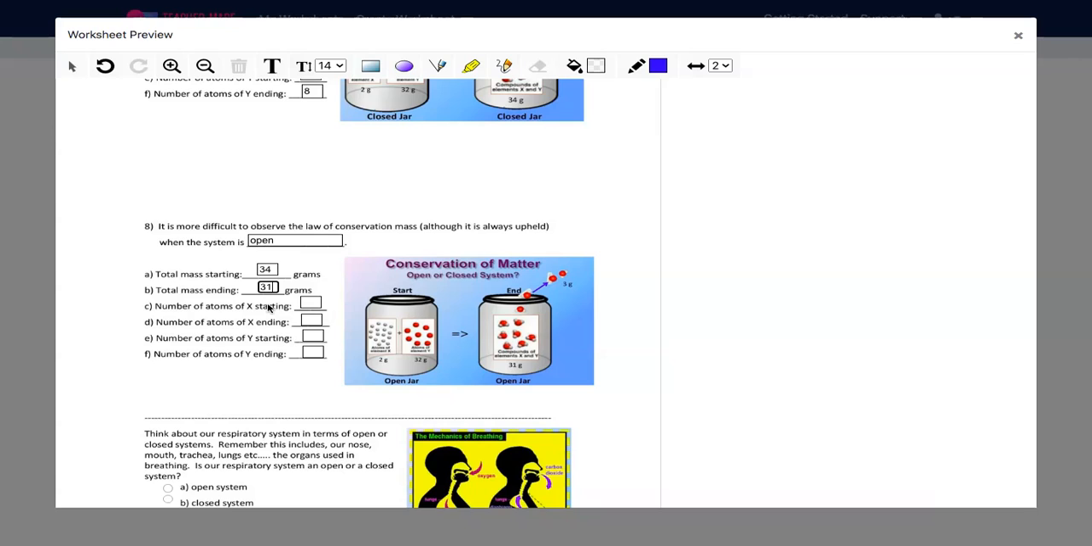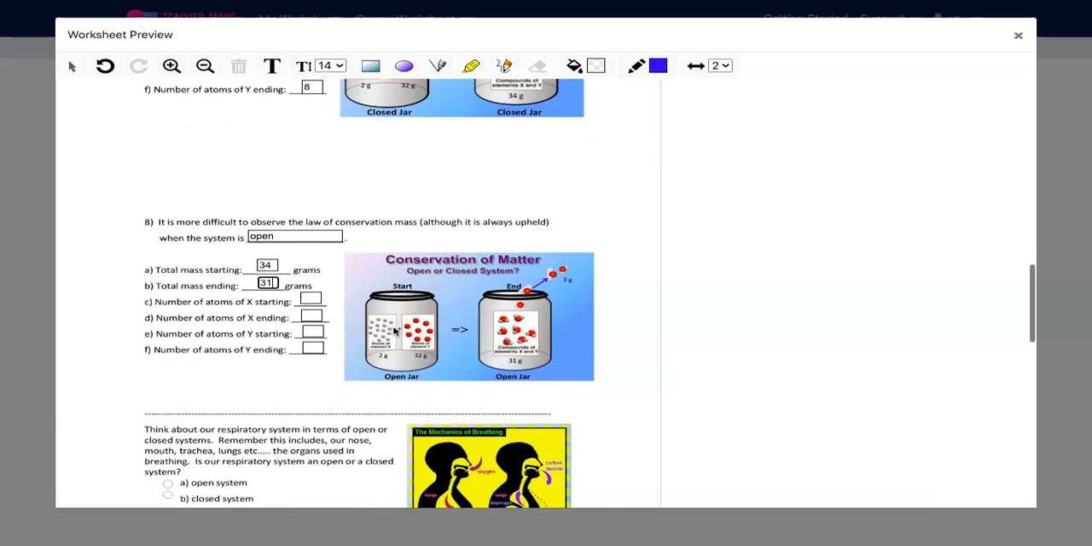So we have the number of atoms of X that we're starting with. And again, this is 18, I believe. 16. 1, 2, 3, 4, 5, 6, 7, 8, 9, 10, 11, 12, 13, 14, 15, 16. Yes, we're starting with 16. And what we're ending with, and we're not going to count this one right here, we're just going to count what's in the white box. So 2, 4, 6, 8, 10, 12, 14. So again, it's showing us that we have a loss of mass there.